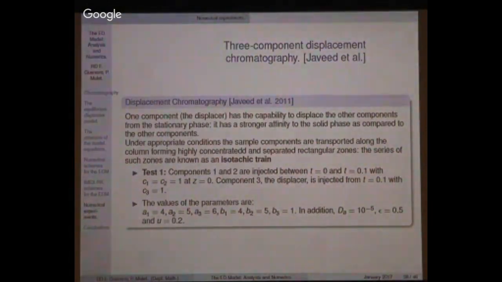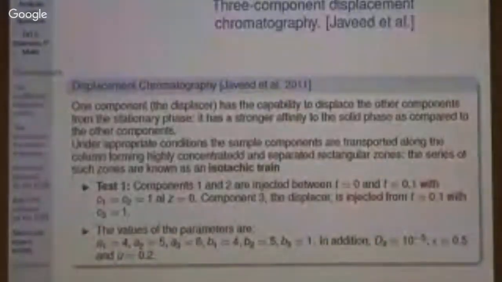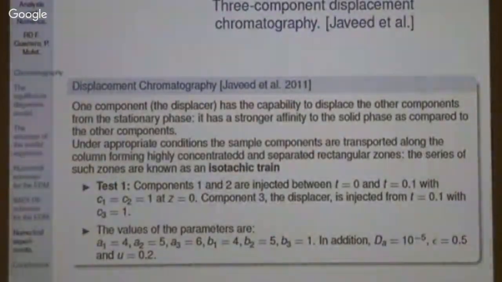And the setup is the following. You have this column here, and you assume that you have one component which can displace the other components from the stationary phase. So it's like pushing them towards the end of the column. So in the end, what you would like to get at the end of the column is pure substances of the ones that you're interested in. This is what you would like to get.